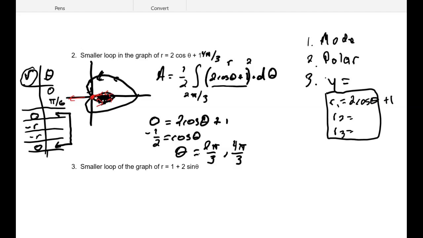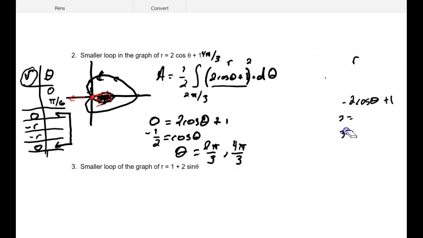From there, throw that in the calculator. Let me create some space here. Get rid of all those. Throw that in your calculator, and that should give us an area of 0.544. All right.